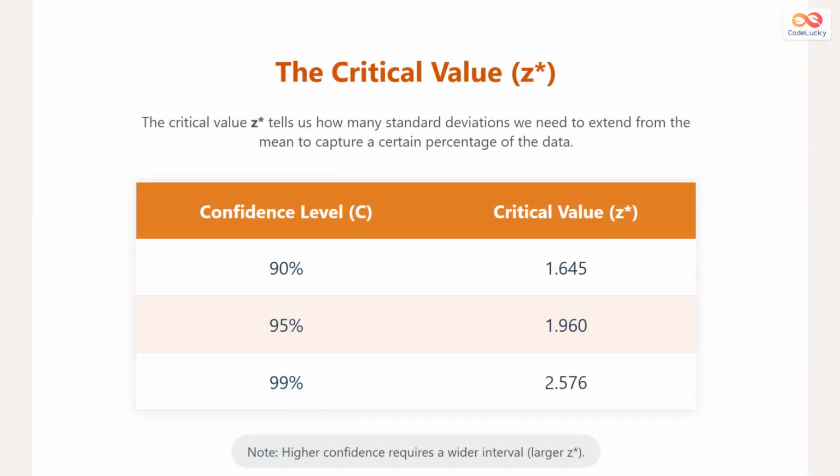Next is z star, the critical value. This number comes from the standard normal distribution and is determined by how confident we want to be. For 90% confidence, we use 1.645. For 95%, we use 1.96. And for 99%, we use 2.576.